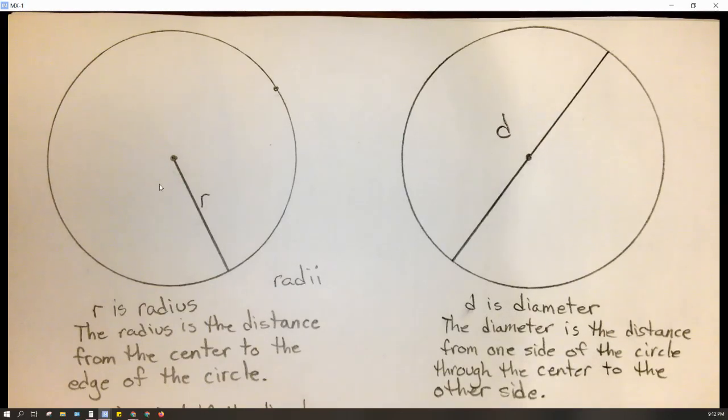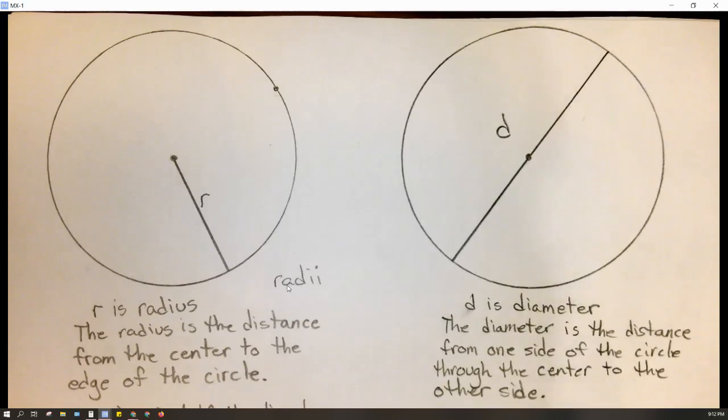Now, the radius is the distance from the center of the circle to the edge, and it can be in any direction. So if it goes from the center of the circle to anywhere on the edge of the circle, that distance is the radius of the circle. And when we do formulas, we write R for the radius. So the radius is the distance from the center to the edge of the circle. You need to know that.